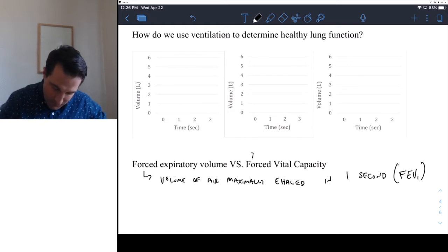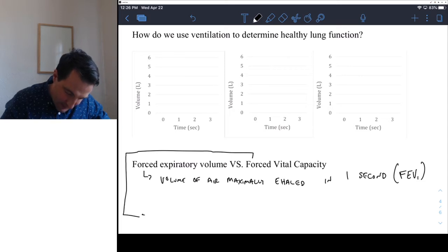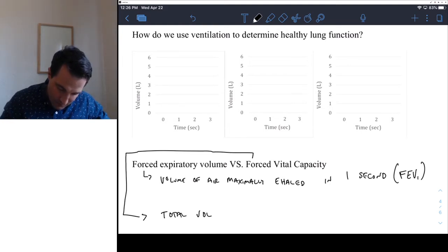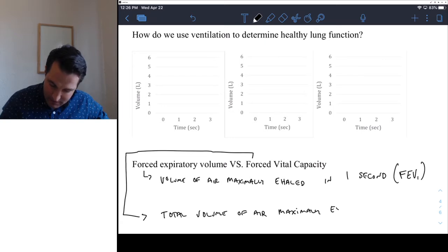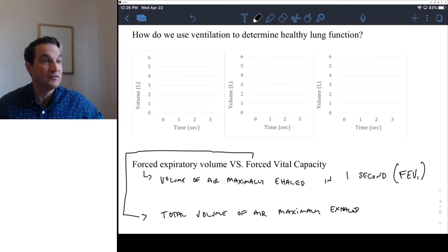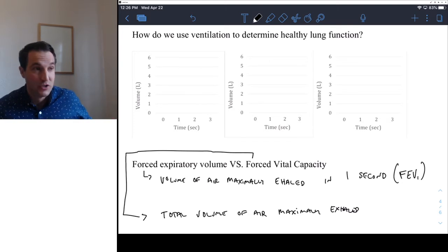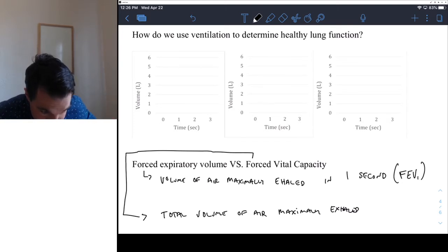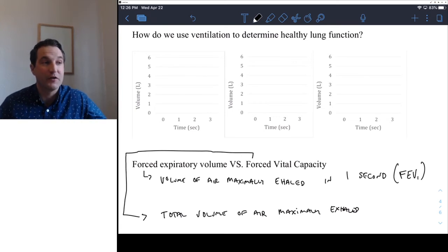Now, if we want to talk about forced vital capacity, right here, this is the total volume of air maximally exhaled, without that 1 second limit on it. It's the total amount of air that you can breathe out after taking a maximal inhalation. All that air that just came out is my forced vital capacity. The forced expiratory volume is that first second.